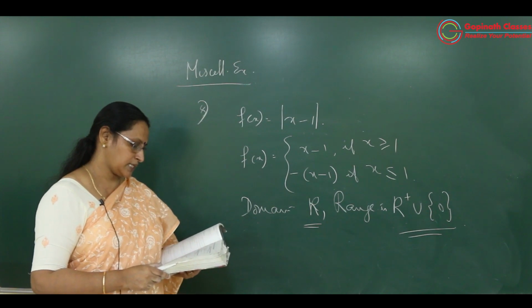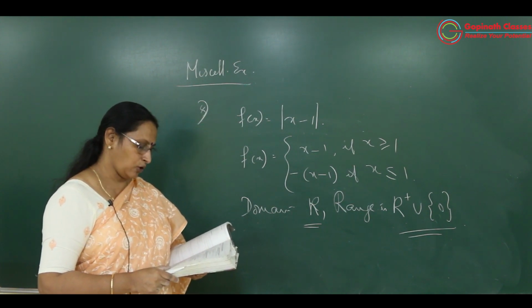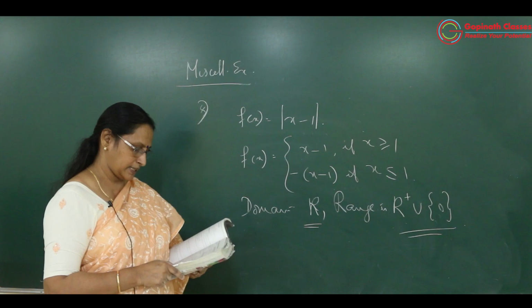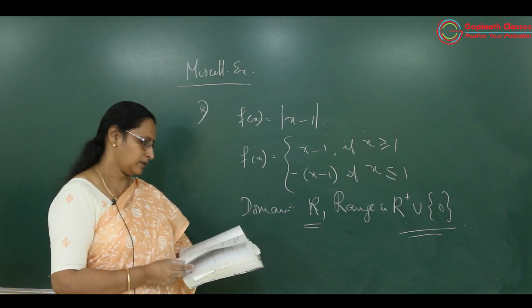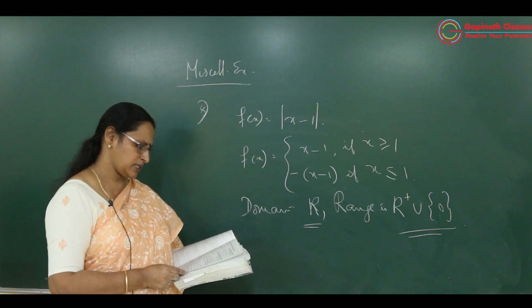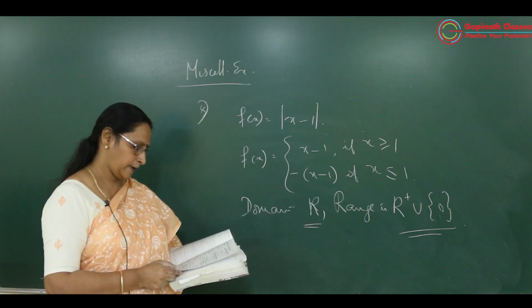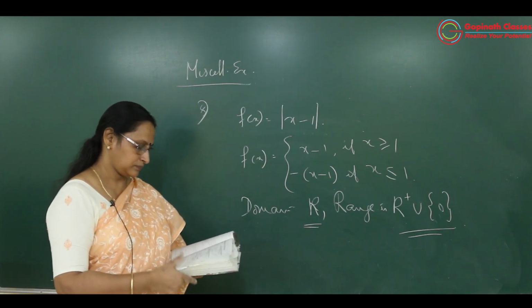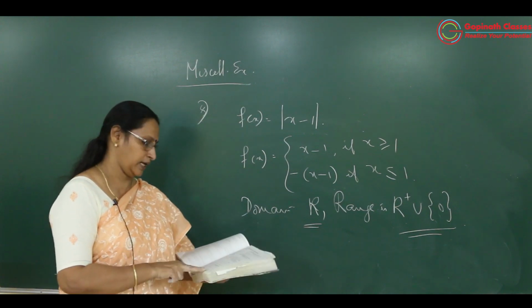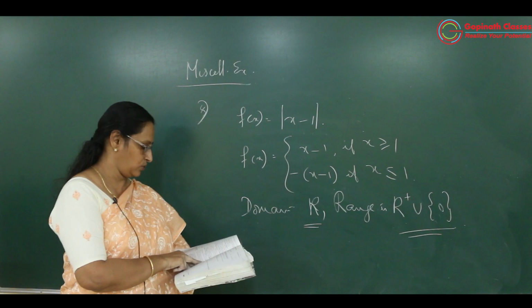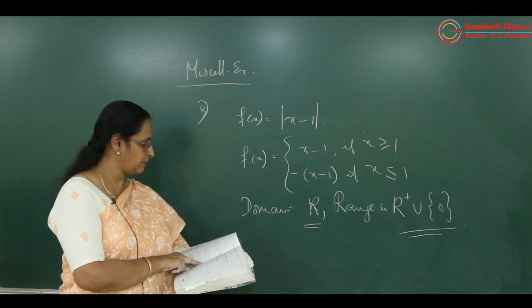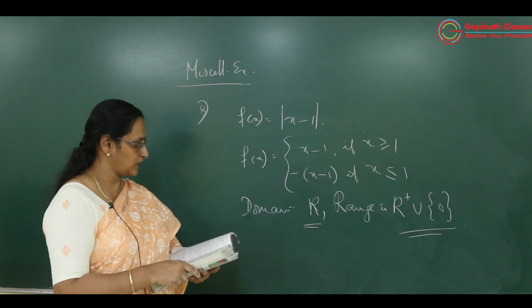Now the next question, the sixth question: f is the function x comma x square upon 1 plus x square, from R to R. Then you can determine the range the same way, by substituting and getting the value of y. I think you can do all these sums now; the remaining sums can be done. Let me go to the eighth question.